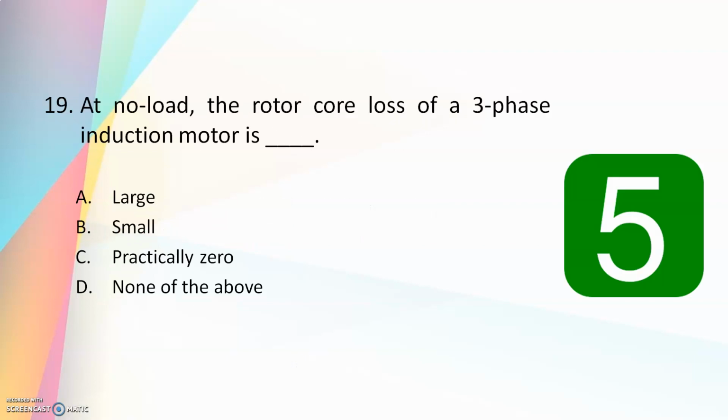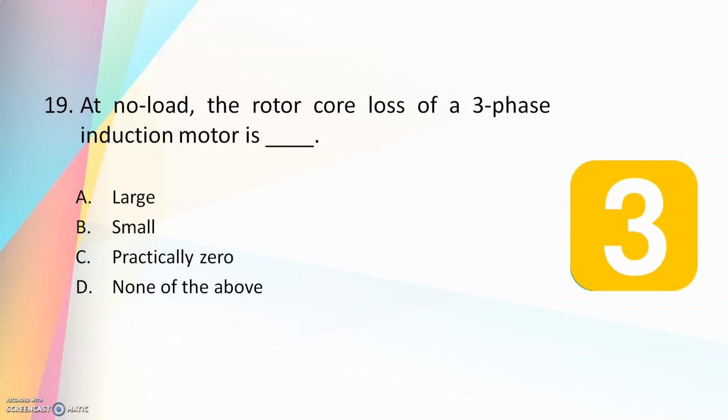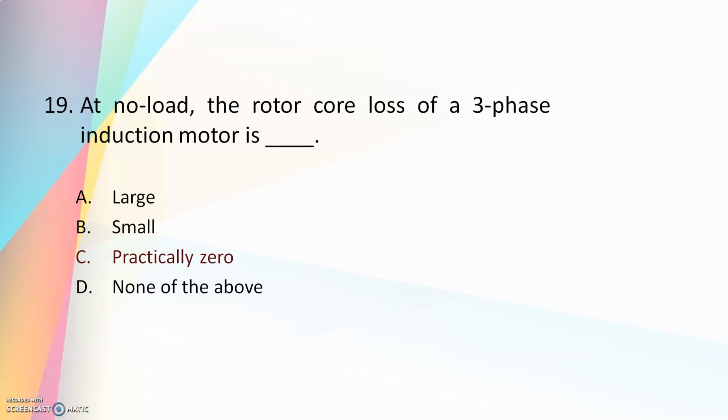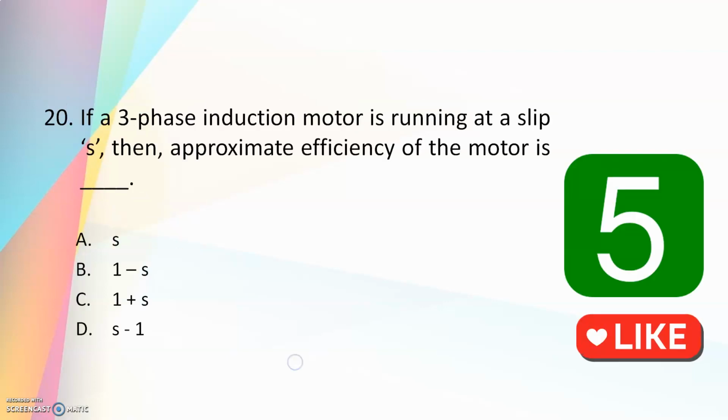At no load, the rotor core loss of a three-phase induction motor is large, small, practically zero, none of the above. Here you go. And the answer is practically zero. So at no load, the core loss is practically zero.